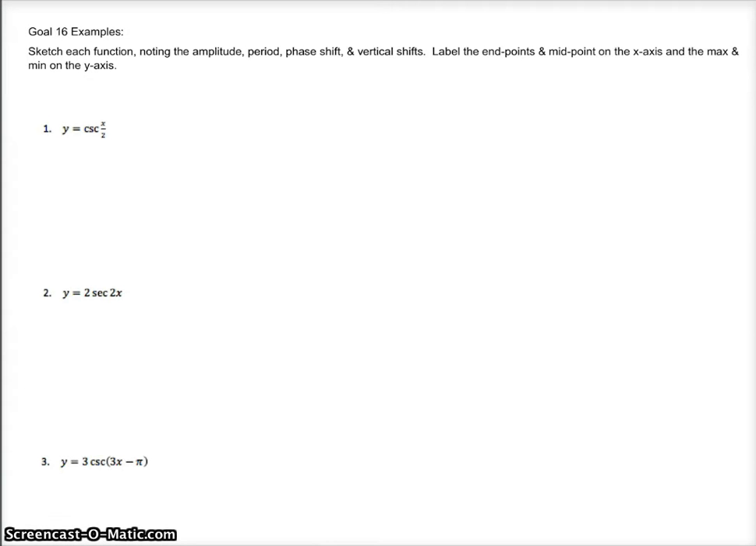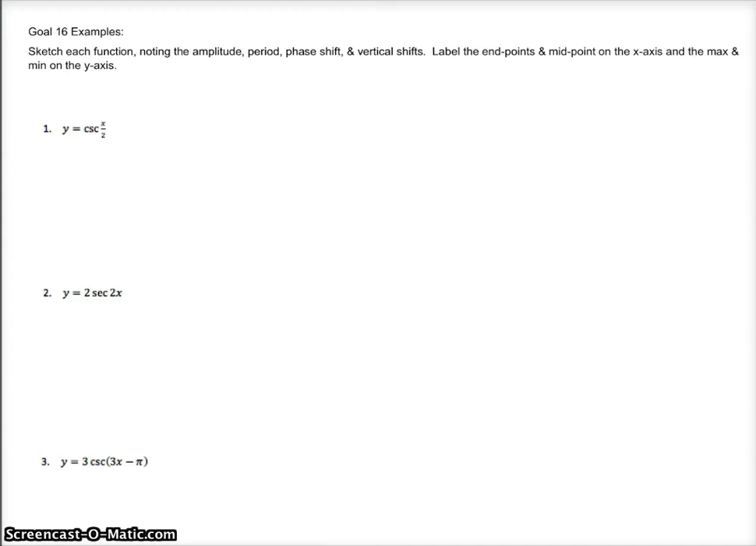This is Chapter 4, Goal 16, and you should not be completing this screencast until you have watched the Goal 16 notes. This is for the examples only, so if you have not yet watched Goal 16 notes, please go back and watch that screencast. But so let's go through some examples of graphing cosecant and secant.